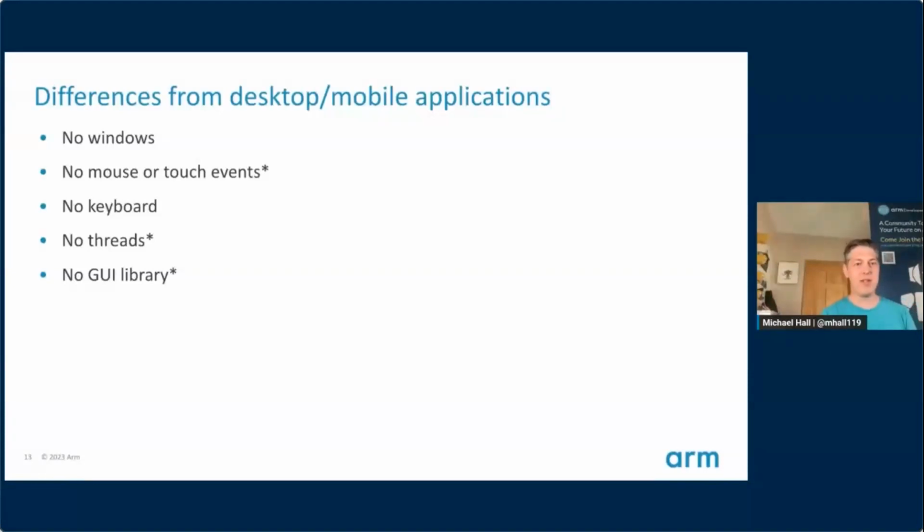So you're not going to have windows. You're not going to have cards or activities or anything like that. You're not going to have mouse or touch events. Again, the asterisks, because some RTOSs will provide that for you. If you have like a capacitive touch screen connected to your SPI interface on your board, you can get touch events. That's all much higher level.